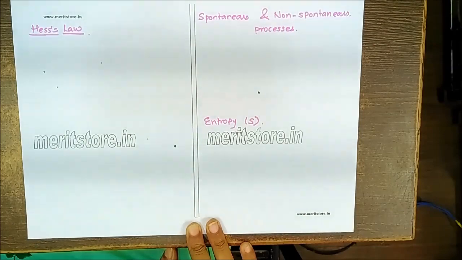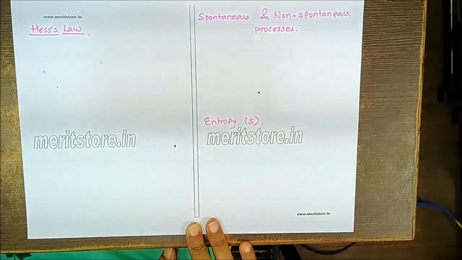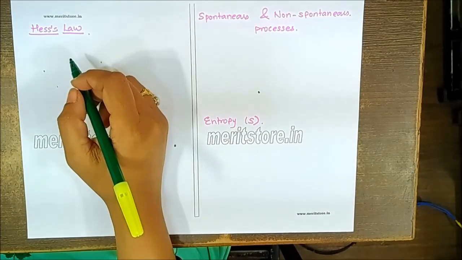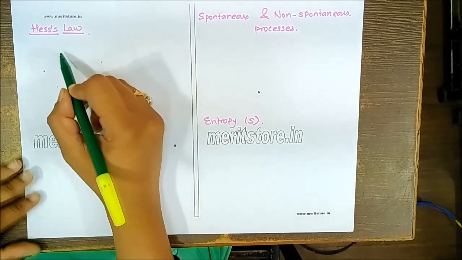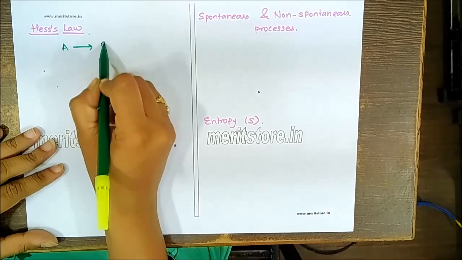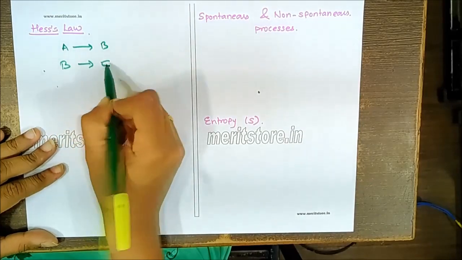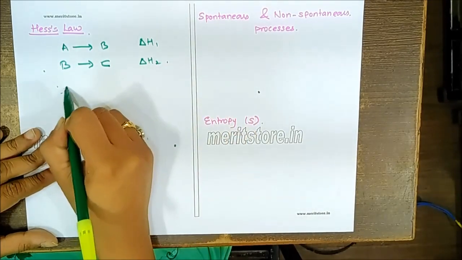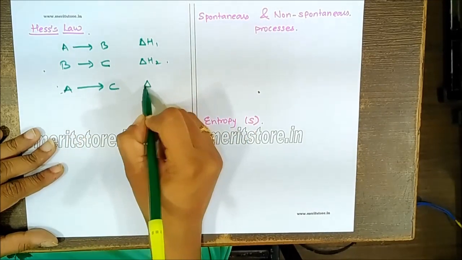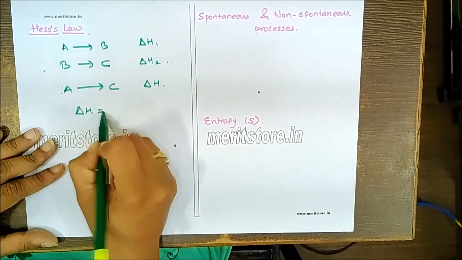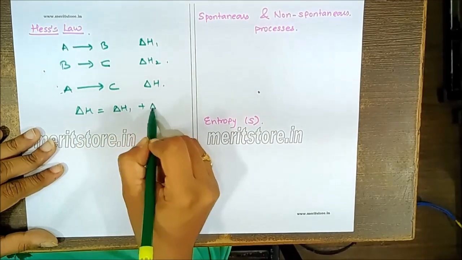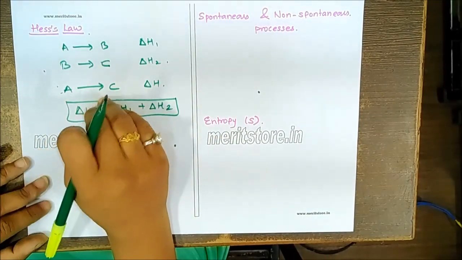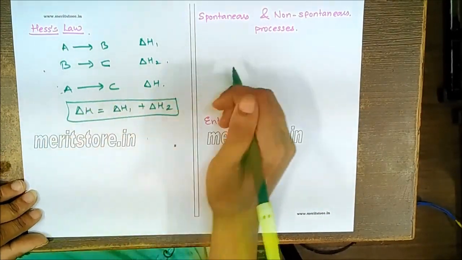In case of Hess's law, we know that whether the reaction takes place in 1 step or 2 steps, the final heat of reaction is always a combination of the different steps. For example, if A is giving B and B is giving C, with delta H1 heat of reaction for the first and delta H2 for the second, then to calculate for A going to C, delta H will be equal to delta H1 plus delta H2. That's the Hess equation. Most of the problems related to Hess's law can be asked.